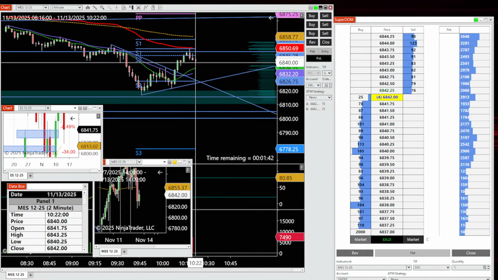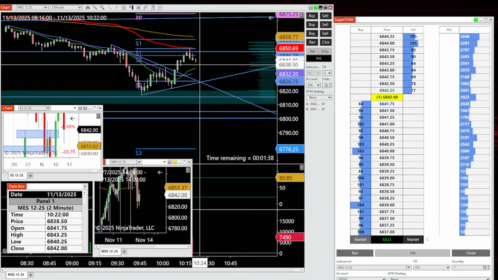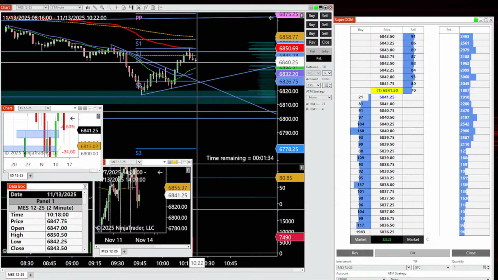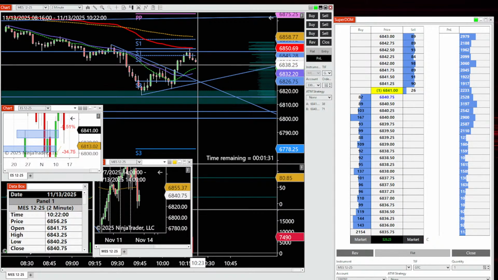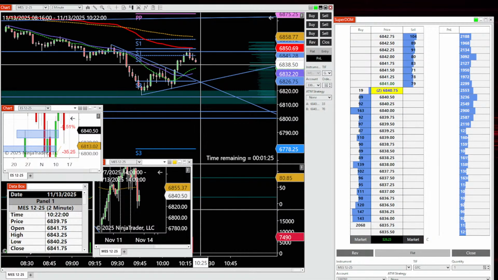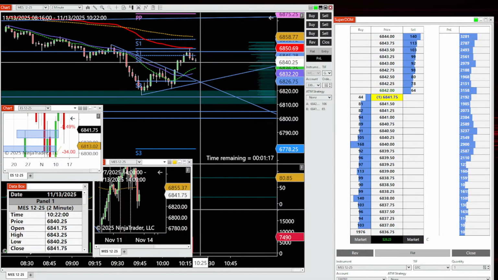Let's see if this is just a pullback for the uptrend, or if it just keeps going. I'm gonna miss it because it could be a pullback to continue the uptrend, or it could roll over. But as it's an uptrend, I have to not get caught in the trap. Not get caught in the trap trying to short.